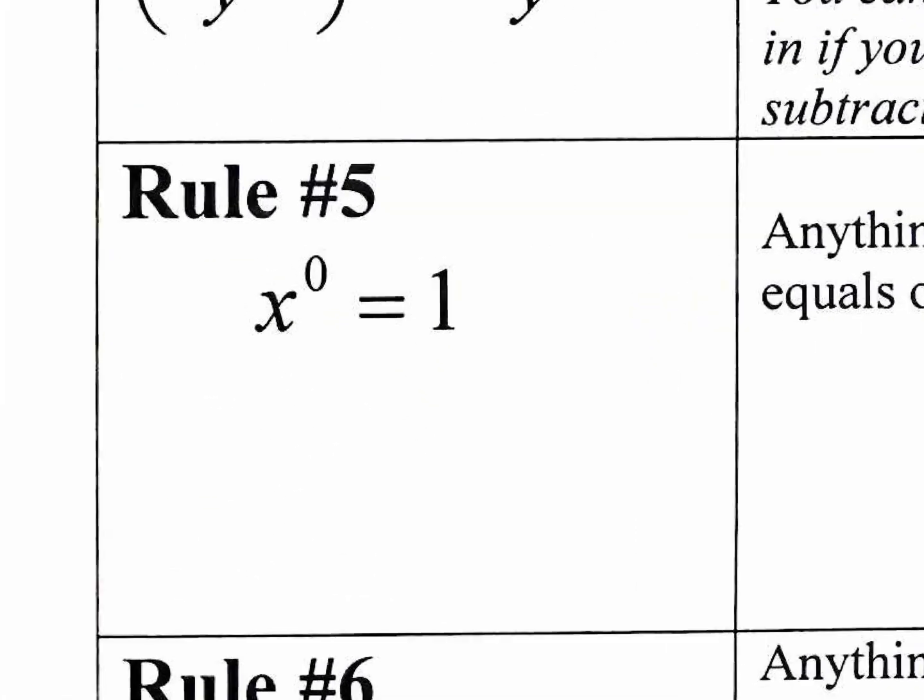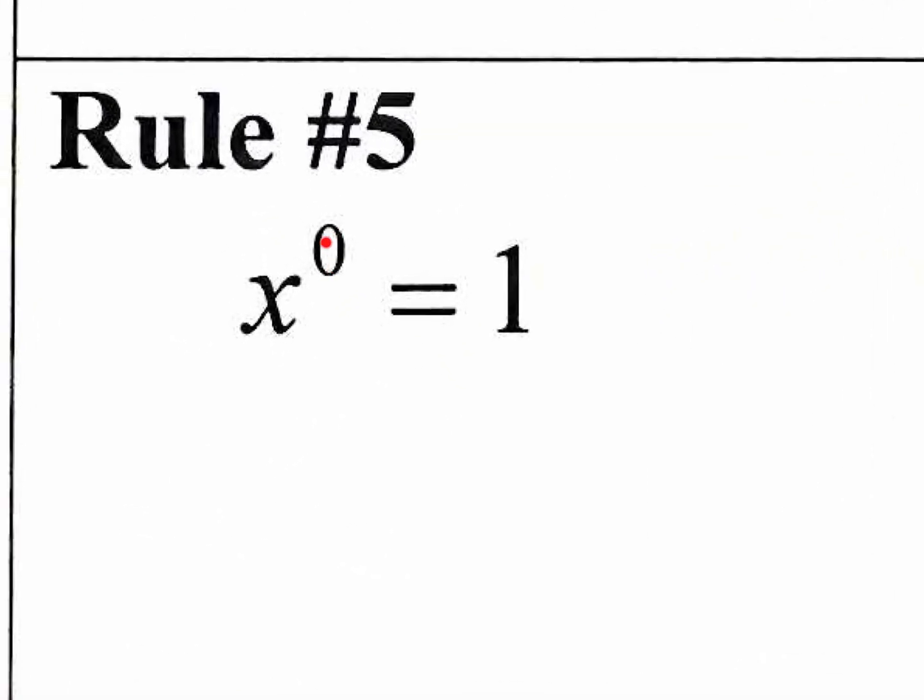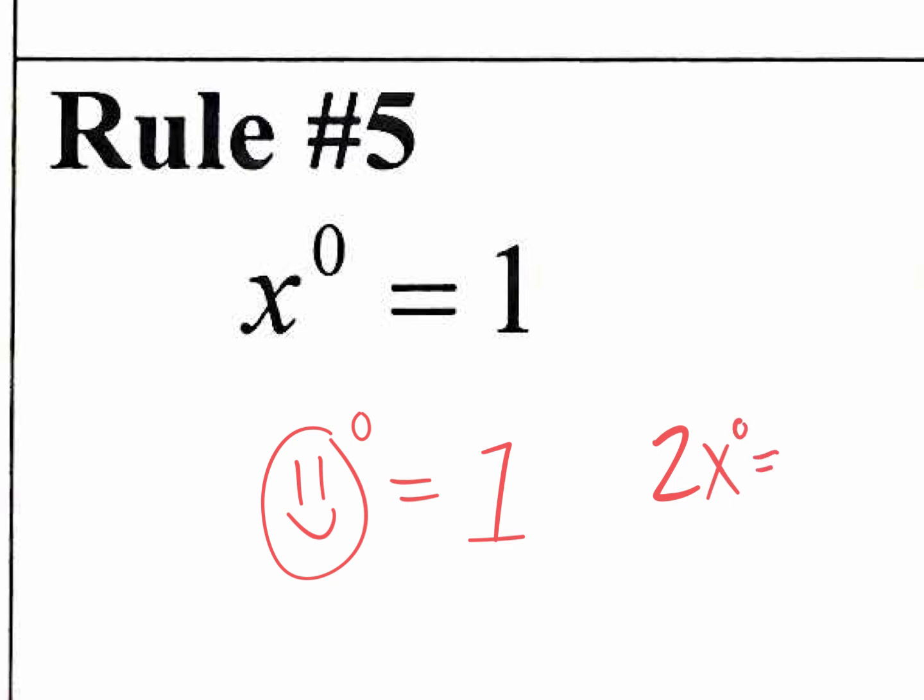Rule 5, my favorite one, anything to the power of 0 equals 1. Anything, so like happy face to the power of 0, that equals 1. The only curveball is 2x to the power of 0, that equals 2. Because the only thing that has a power of 0 is this guy, not the 2, right? So it's really a 2 times 1 right there, which is how we get 2.